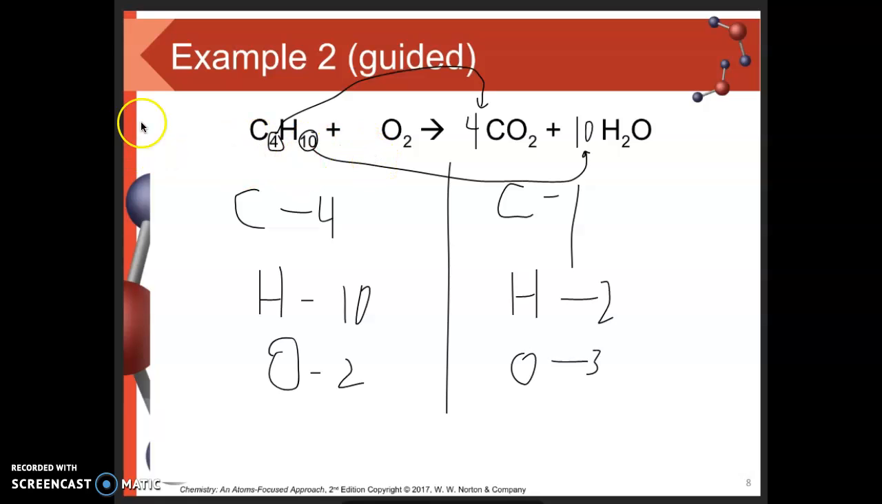Small mistake here. I don't actually need 10 of these. I just need 5. 5 times 2 gives me the 10 that I seek. So my carbon goes from 1 to 4. My hydrogen goes from 2 to 10. But my oxygen goes from 3 to, now I have 8 in carbon dioxide and 5 in oxygen. 8 plus 5 is now 13.